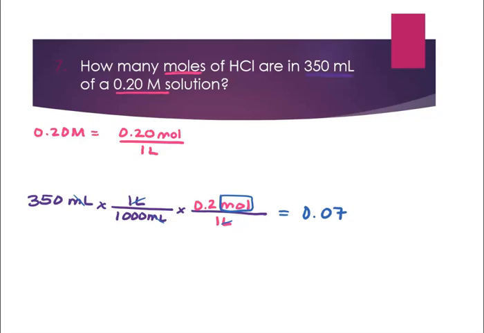Now, my calculator just gave me 0.07, but I need 2 significant figures. So anytime I need to add significant figures, I can just put zeros on the end as long as there's a decimal place in my answer, which there is here. So this is going to be 0.070 moles. All right, let's look at one more.